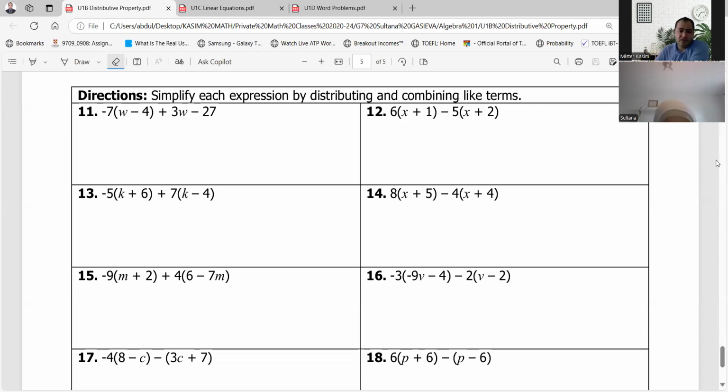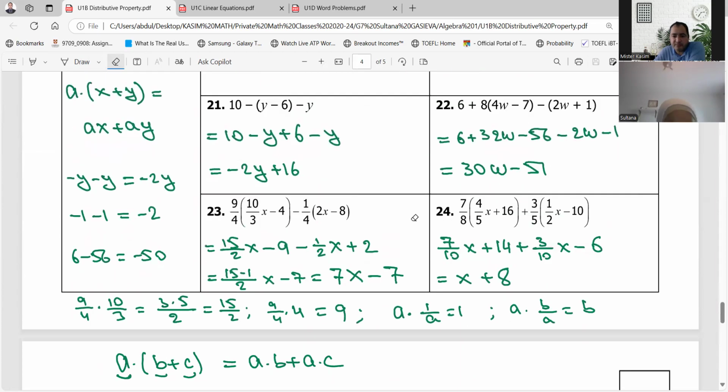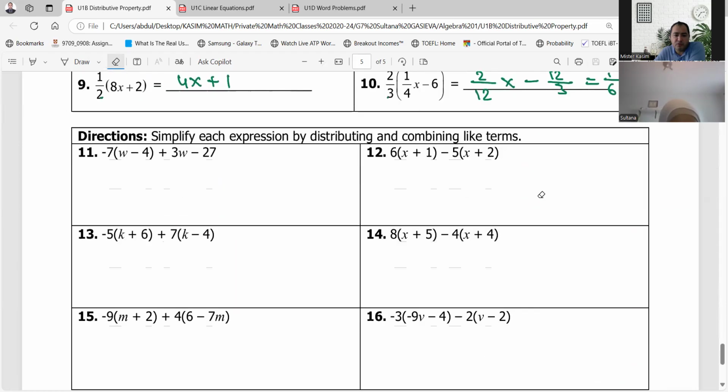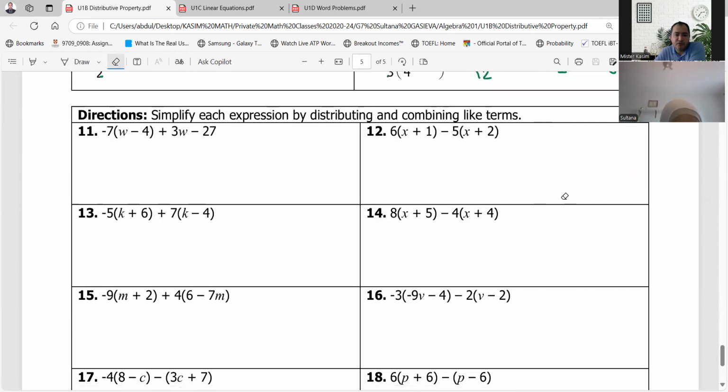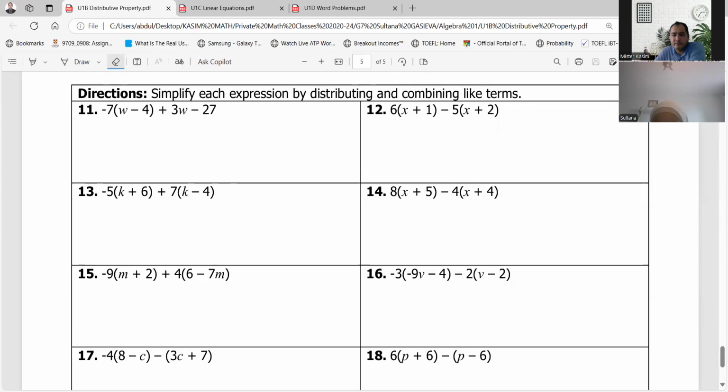Okay. If you want, I can show one example. Do you want to, or you know how to do that? Remove the parentheses and simplify. You know, we did these questions here, like this. Come on, Sultana, faster. Let's try to finish all these questions.